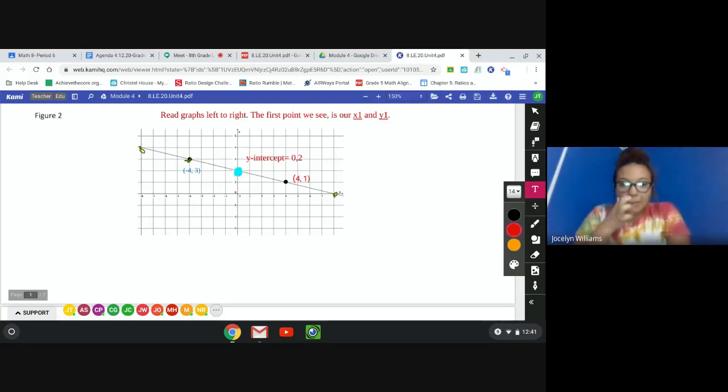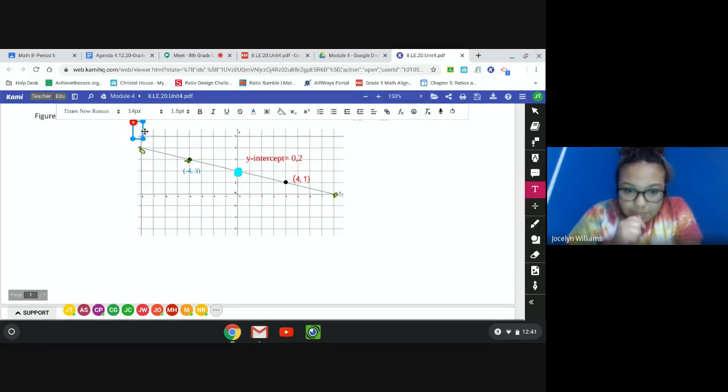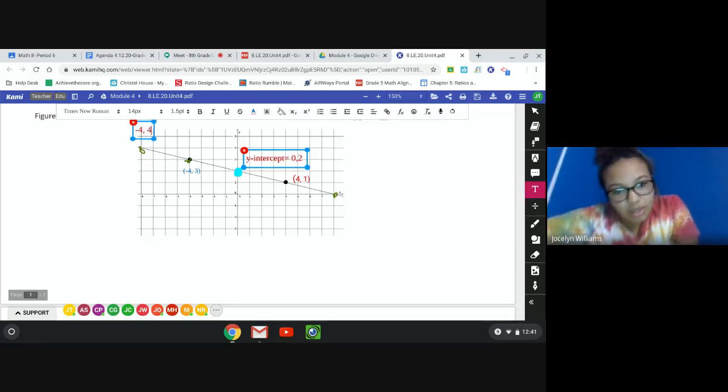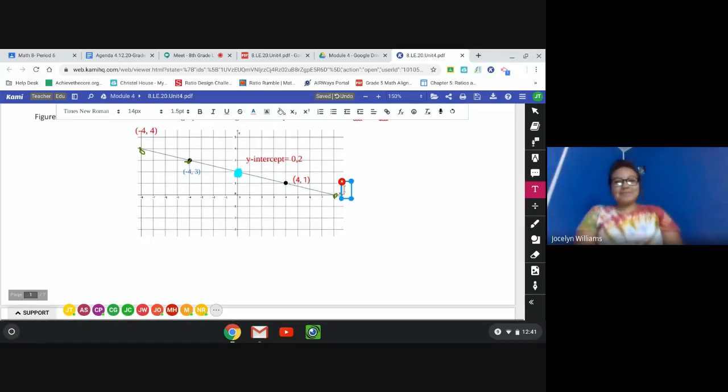The one on the left would be -4, +4. And then the one on the right would be +8, 0. Yes. I'm smart.